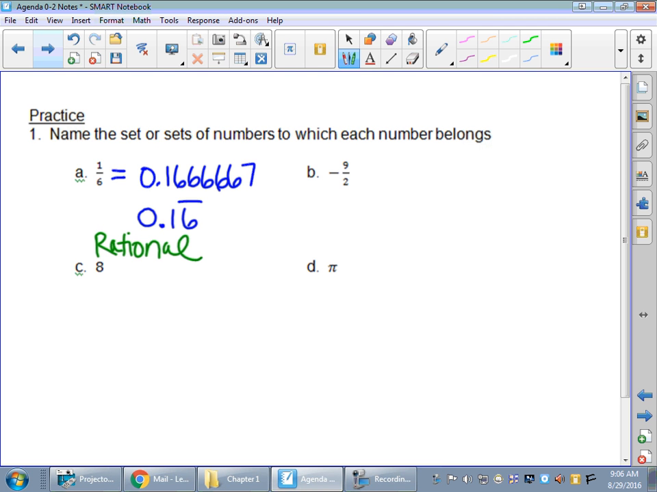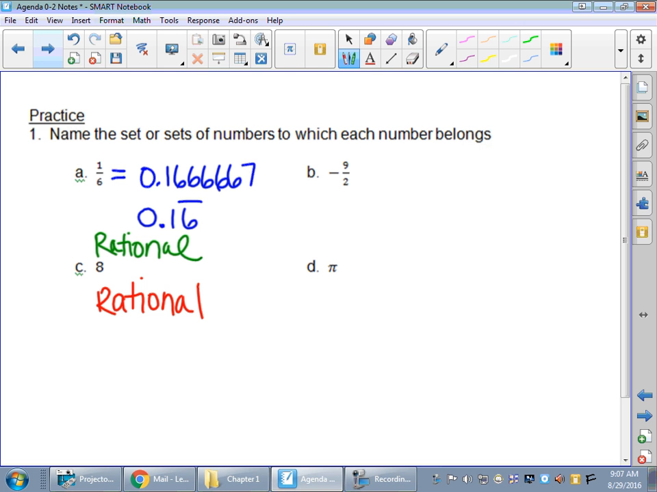Let's talk about -9/2. Actually, no, let's go right down to the 8. I do skip a lot of the practice problems. We use those for warm-ups or to go back and practice with later in class when we talk about these things. So 8. What kind of number is 8? Is it rational or irrational? Remember, irrational is when it never repeats and never terminates. So this is definitely rational because it's just a number.